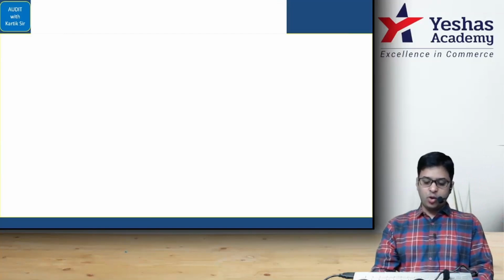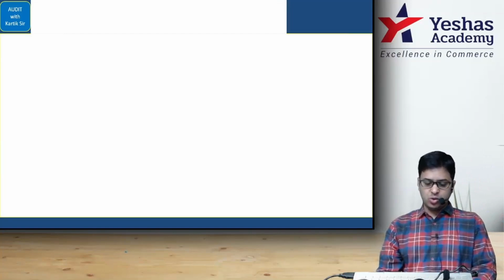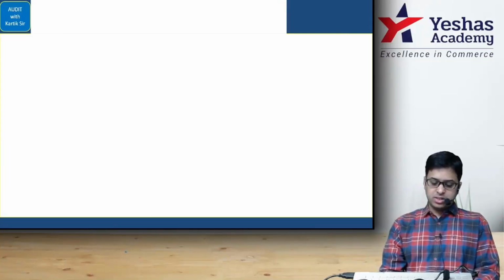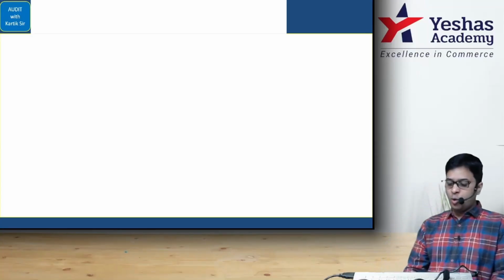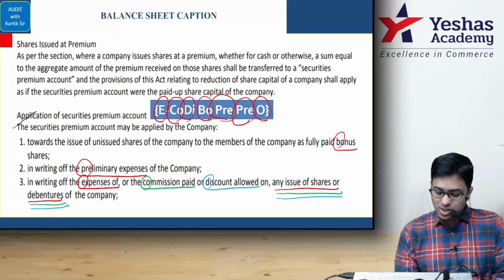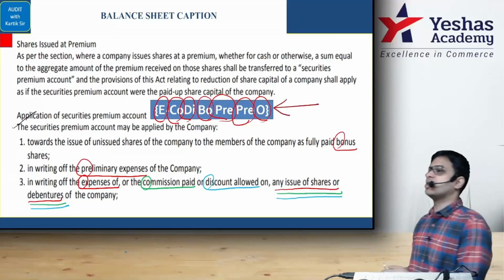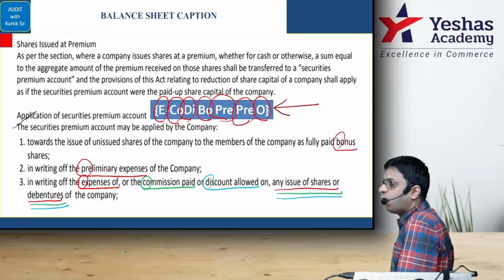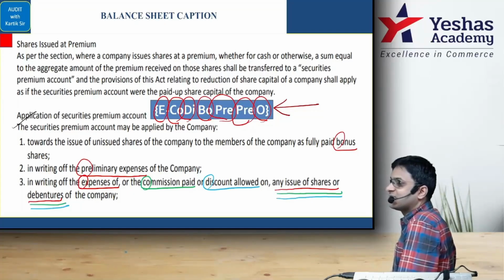For that, you have to remember a code with me. If you don't remember this code, you will never get this right. I've seen this in almost all branches. You have to say a code with me. That code is called Icodibo Priprio. What do you say? Icodibo Priprio. What is Icodibo Priprio? Let's see this one by one.